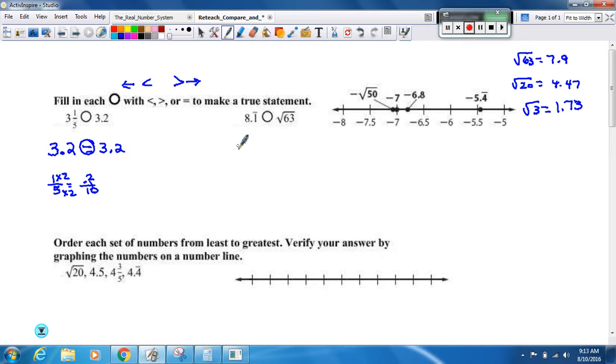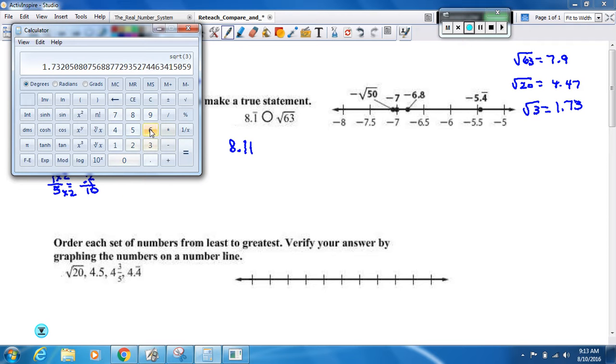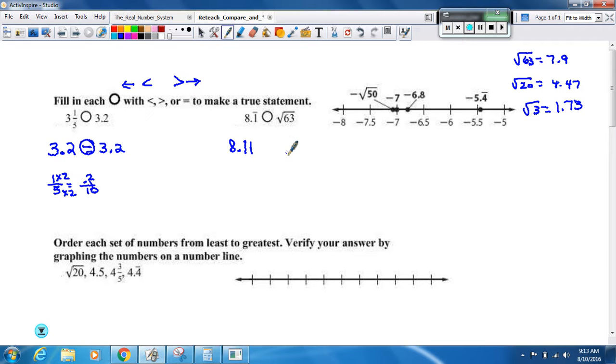Now 8.1 repeating, again, I'm going to make it with 2 decimals, so it's like dollars and cents. $8.11. The square root of 63 you can do on your calculator. I already figured that out. Let me get it. I think I rounded it. Let me see, 63. I'm going to call that $7.94. Now $8 is larger than $7.